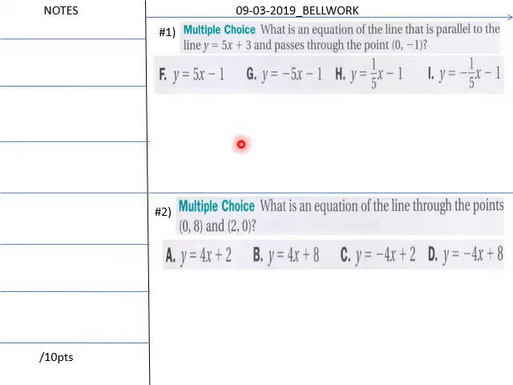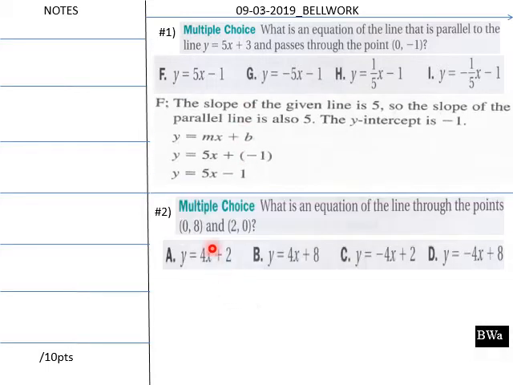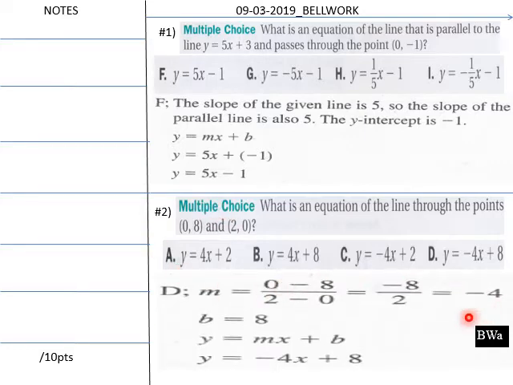Okay, welcome back for our solutions for today's bell work. For number 1, y equals 5x minus 1 is parallel to this line. It has the same slope, so there you go. And then what is the equation of the line through these points? You find the slope, -4, so -4x plus 8 is what you come up with. We have a y-intercept of 8, so there's our b. Once you find your slope, you just plug it into y equals mx plus b. You know b and you know m, so there it is.